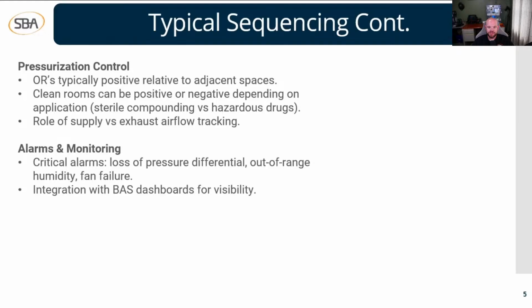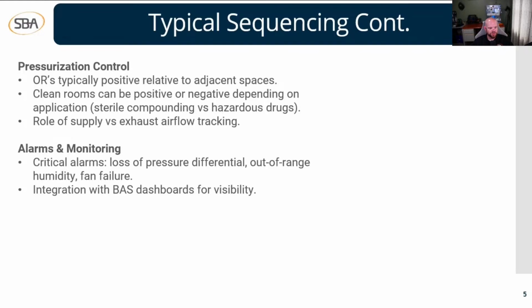So that's our pressurization control sequence. Again, this can change, depending on the application for the clean room. ORs typically are positive pressure because we don't want to suck anything into the room in case they have a patient that they are operating on. Infection and contaminants are a huge thing in operating rooms, so positive pressure is what's usually needed in those. So that's our pressurization control.